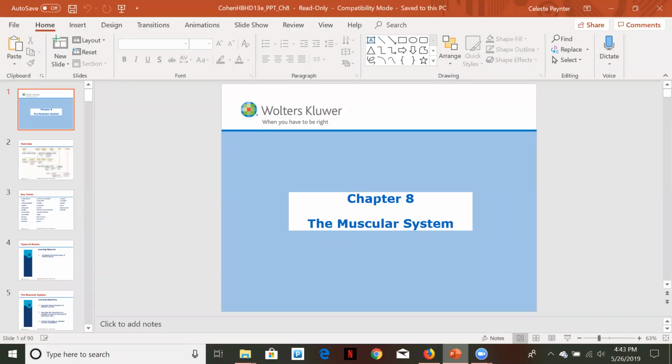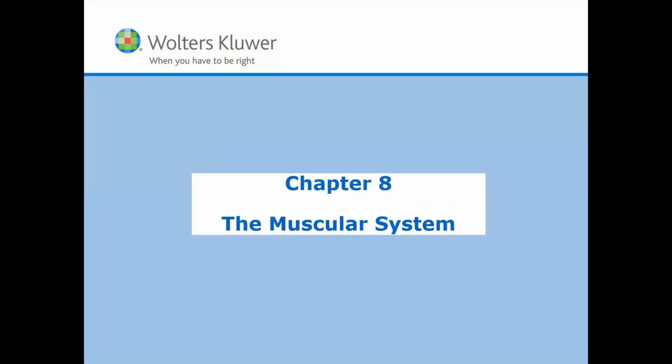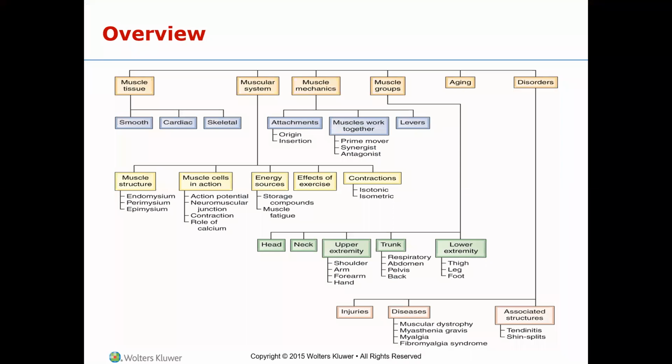Okay, hello everybody. I am working on Chapter 8, the muscular system. And let's just look at the overview of what you'll be expected to know. So we will be looking at the three different types of muscle tissue. And then in terms of the muscular system, you will need to know the muscular structure as well as the muscle cells in action. In terms of the muscle mechanics, you will need to just be responsible for the definitions of the attachments for the origin and the insertion.